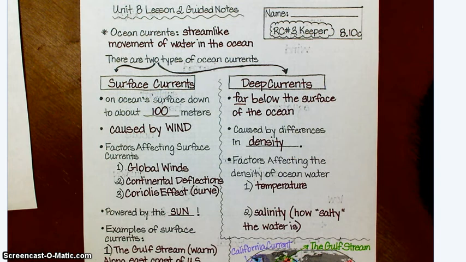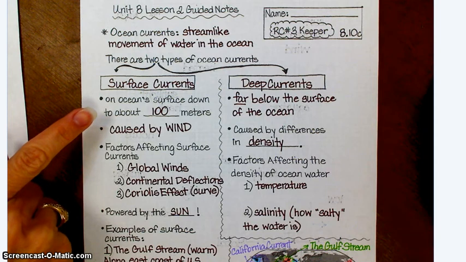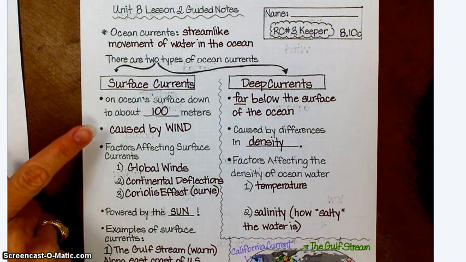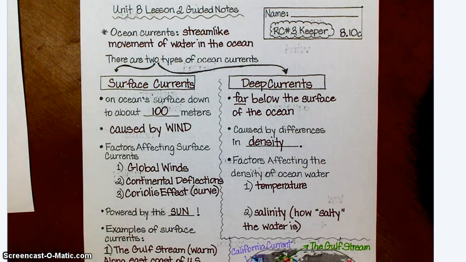All right, on the back, reminder that your ocean currents are stream-like movements of water in the ocean, and there are 2 types of ocean currents. You have surface currents and deep currents. Talking about surface currents, they are on the ocean surface down to only about 100 meters. Ocean currents that are surface currents are caused by winds, and there are a couple of factors that affect how surface currents work. One of them is the global wind pattern. 2 is the fact that they've got to move around the continents, the land, so continental deflections. And 3 is the Coriolis effect, causing winds that would like to go from one place to another, or currents that like to go from one place to another, to curve rather than going straight.